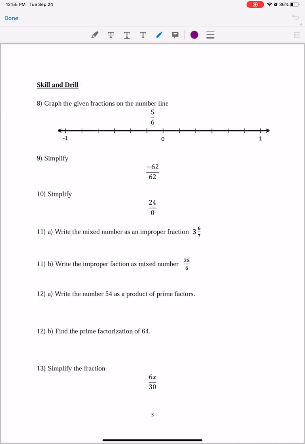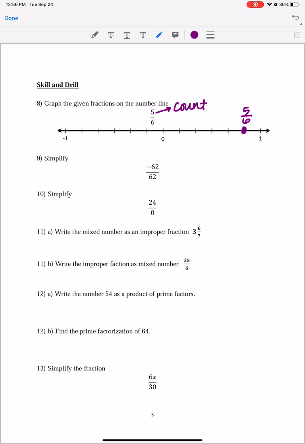Graph the fraction on the number line. So again, they've already done the hard part for you on this. This 6 down here tells you how many parts you need to split up between 0 and 1. So because it's 6, notice you have 1, 2, 3, 4, 5, 6 different parts between 0 and 1. So then use this to count over. From 0, we're going 1, 2, 3, 4, 5. So this right here is 5/6.